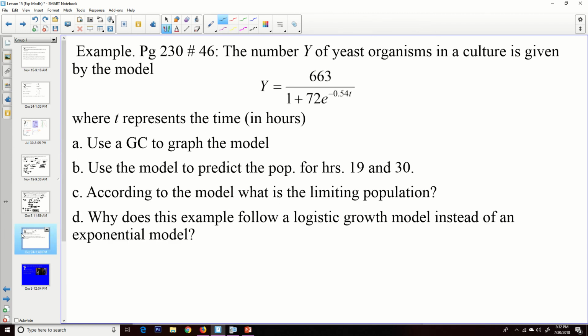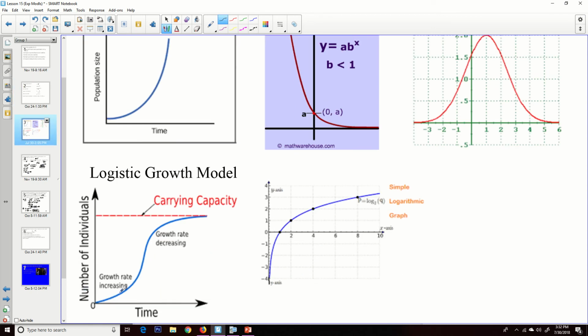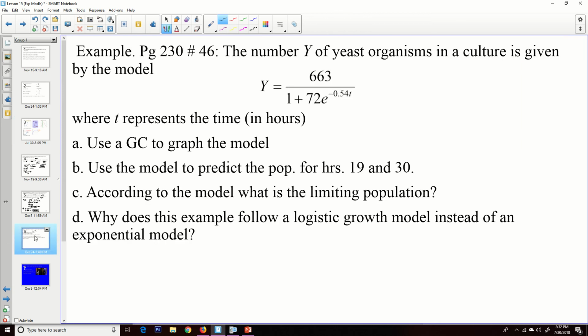All right, next one. It says the number of yeast organisms in a given culture is given by the model, and it's given right here, where T represents the time in hours. So we don't really know what this is. We know there are some exponents, but it's in the denominator of a function. So if I go back here, it looks like this is most likely a logistic growth curve. So we're going to get a curve that starts off real low and then comes up and then levels out. And so we want to figure out what that is.